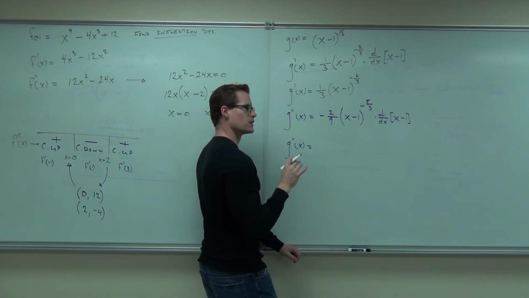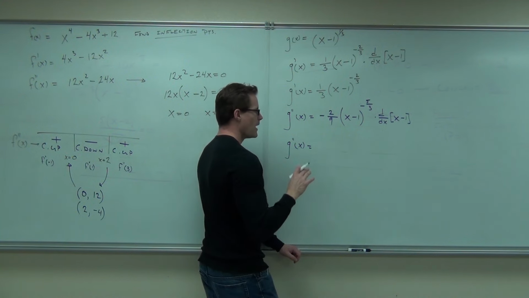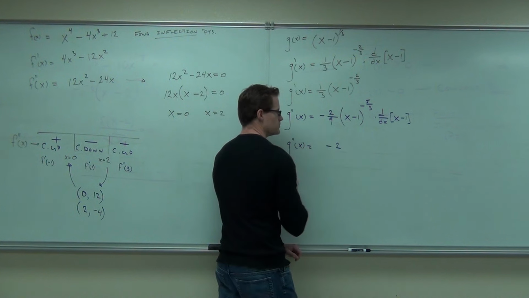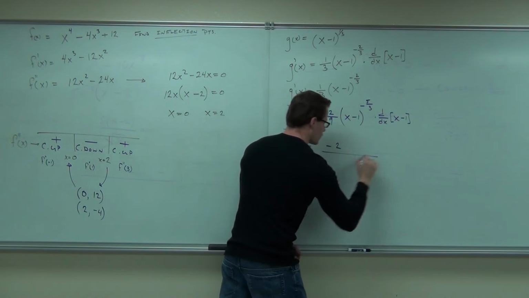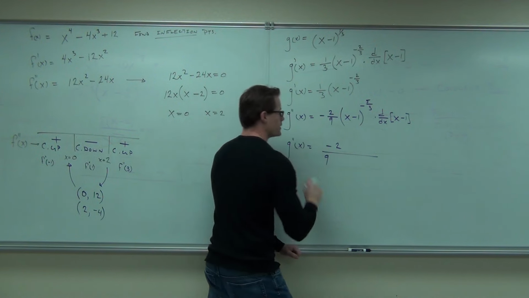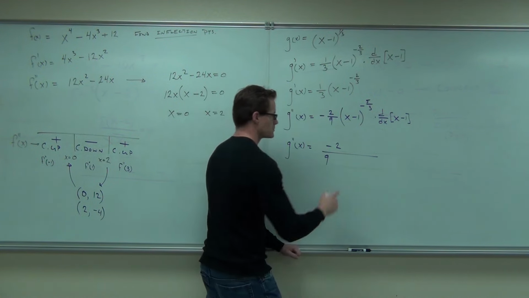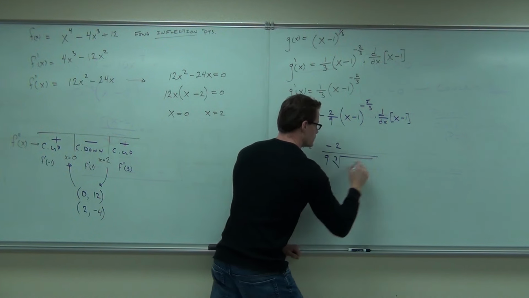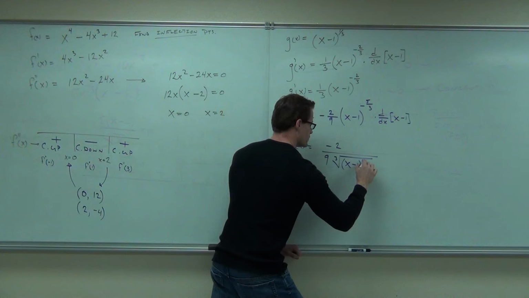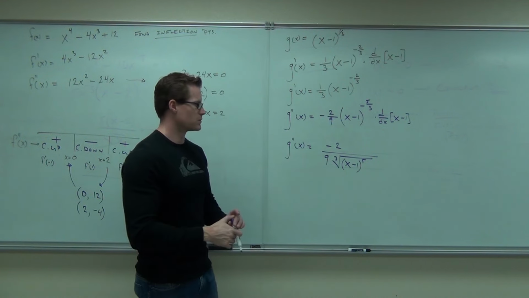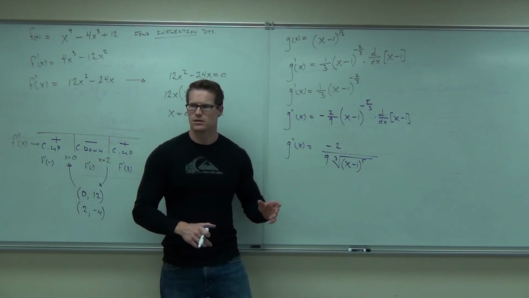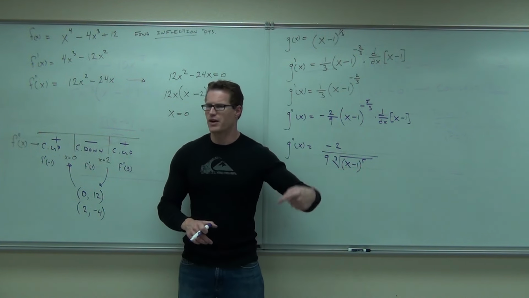So let's make this thing a little bit prettier. How do we make this thing a little bit prettier? Since that's a 1, this will be negative 2 over 9 cube root x minus 1 to the 5th. That was a lot of math right there. Can you follow that? You sure? There's a lot of stuff in our head.